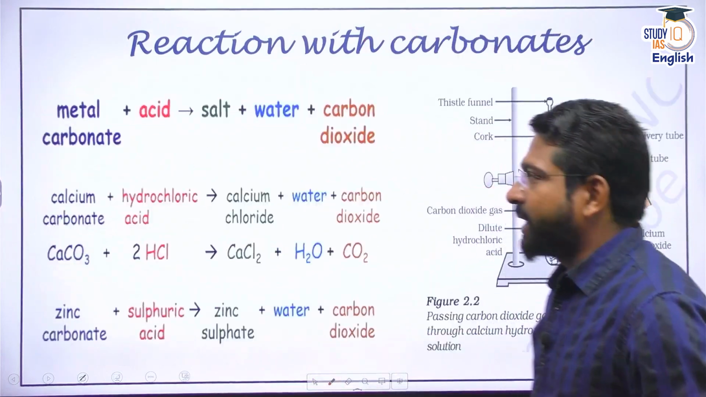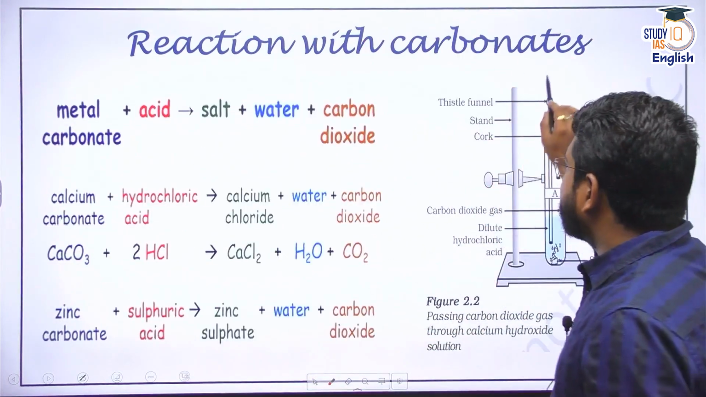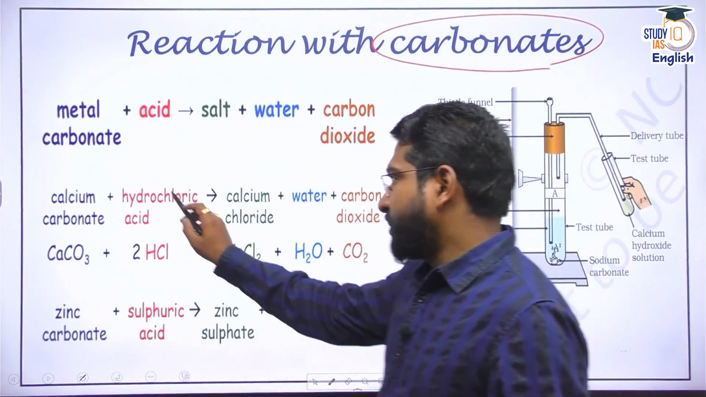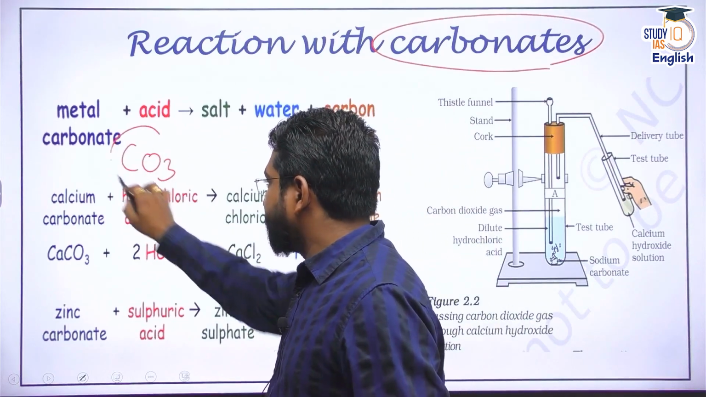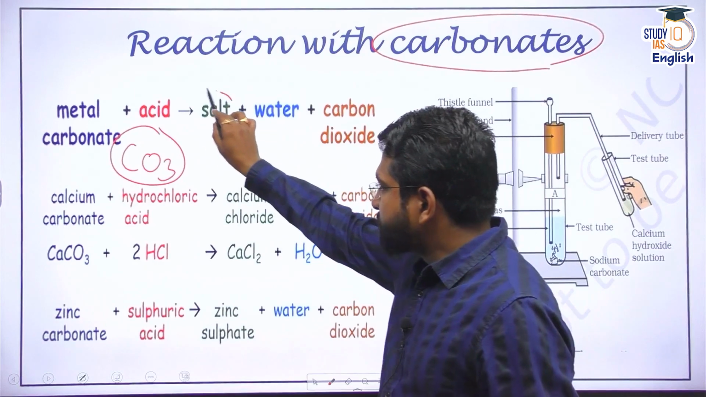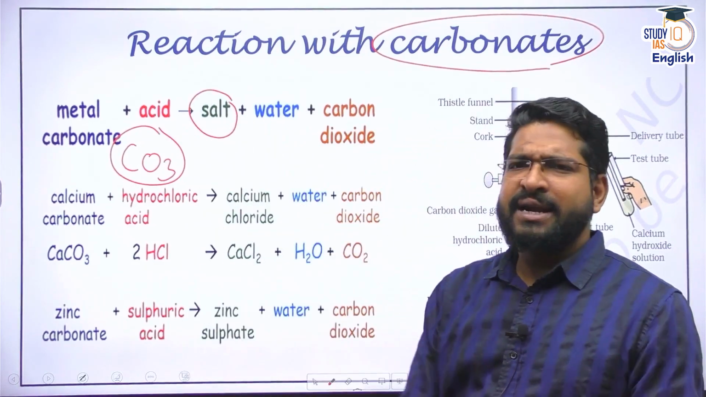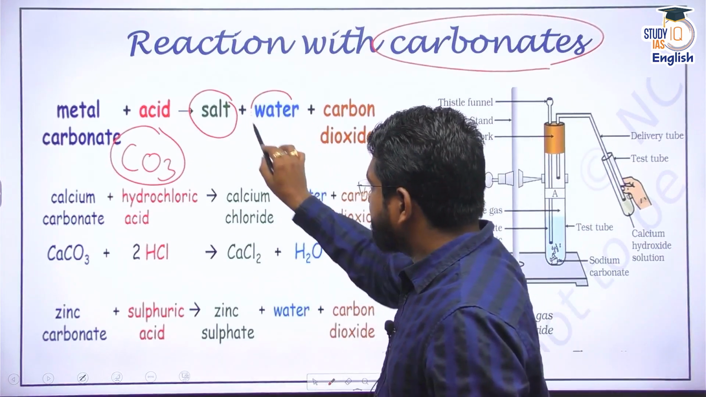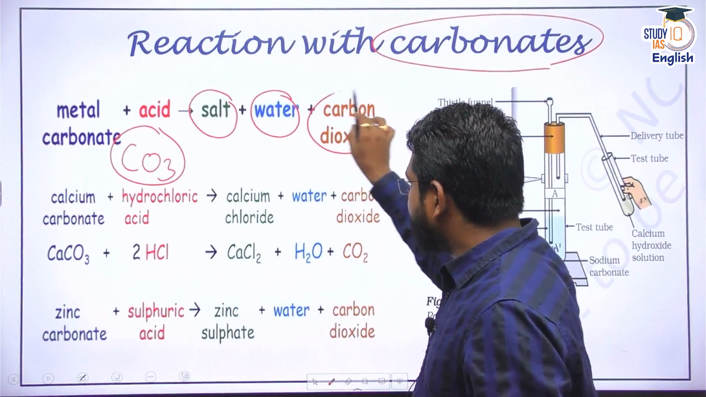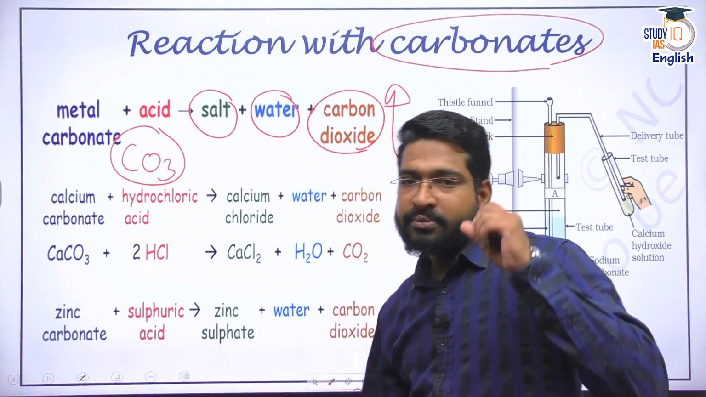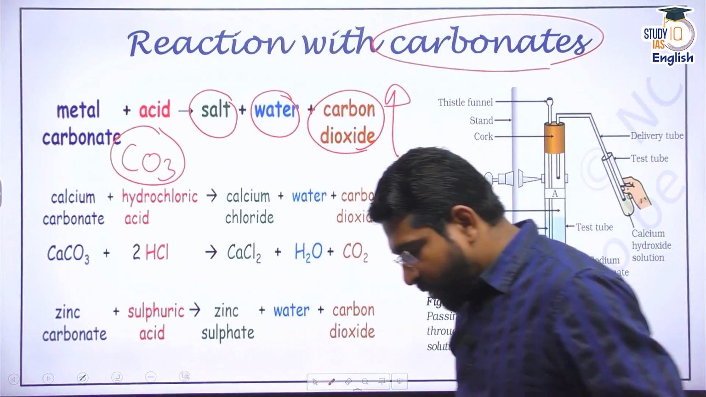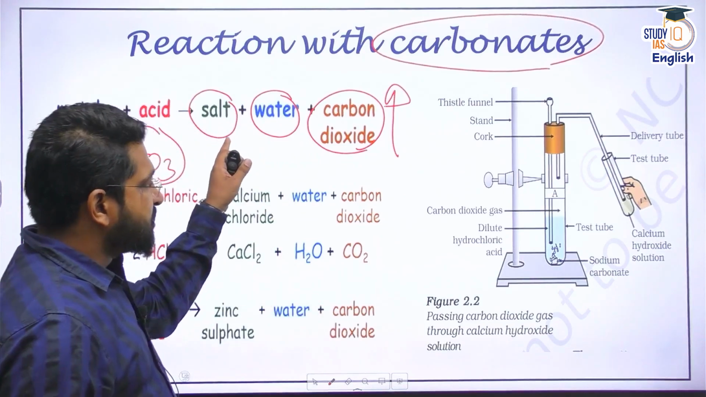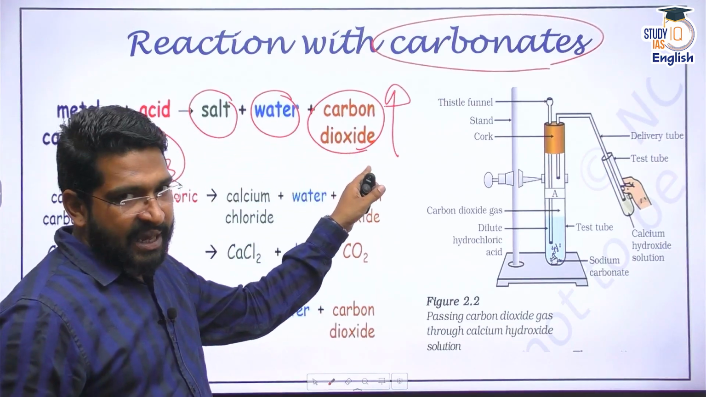Next reaction. How do acids react with carbonates and bicarbonates? Whenever there is a metal carbonate, when you add it with acid, you form a salt. What is a salt? We'll understand the definition of a salt in the latter part of our discussion. There is formation of water and there is release of carbon dioxide. So when acid reacts with carbonates, it produces a salt, it releases water, and it releases carbon dioxide gas.